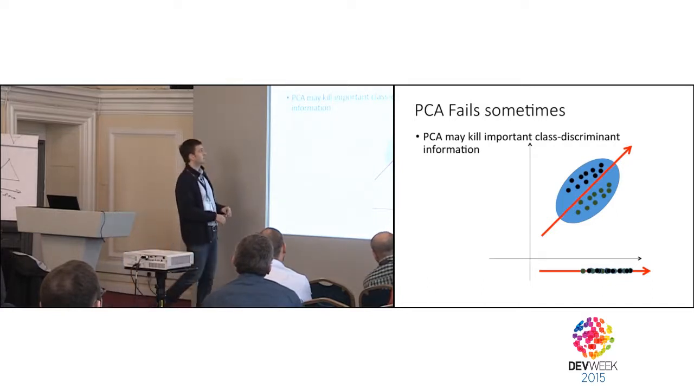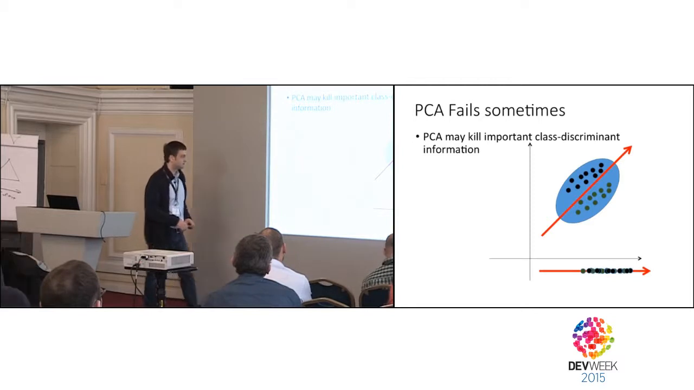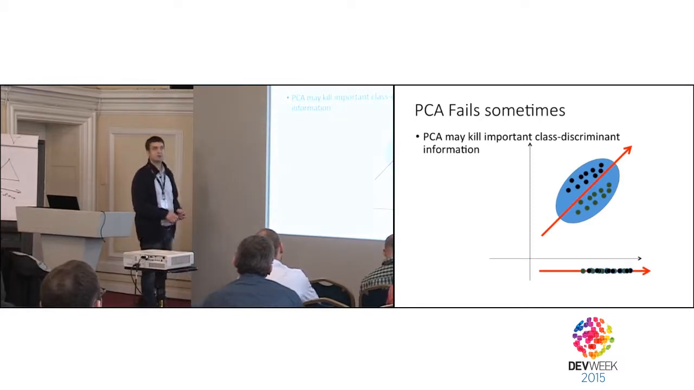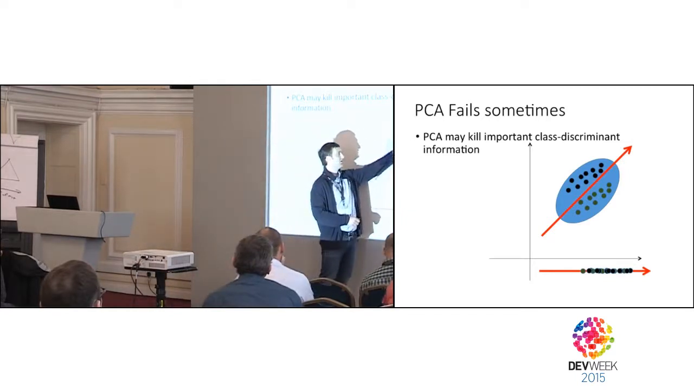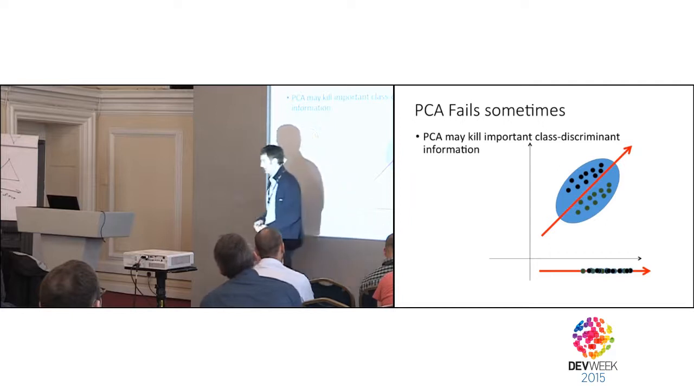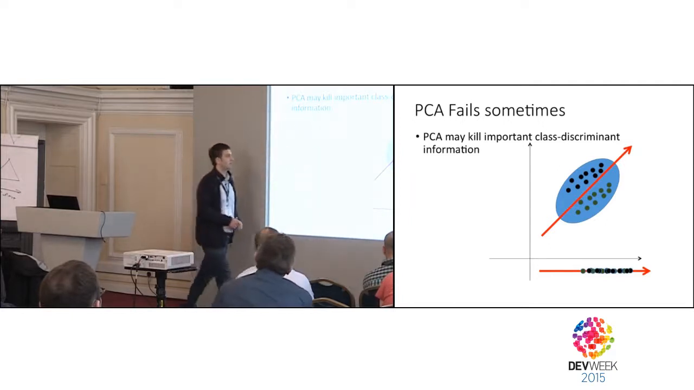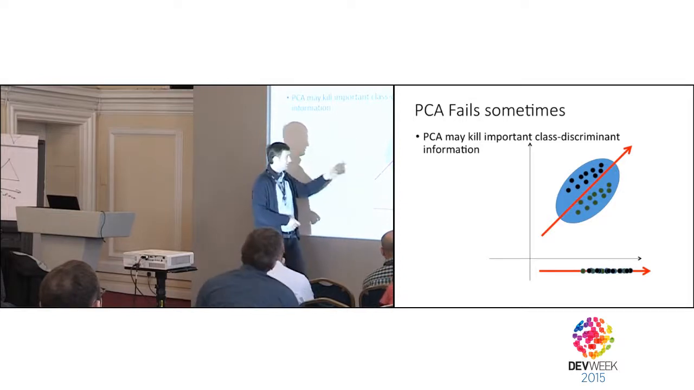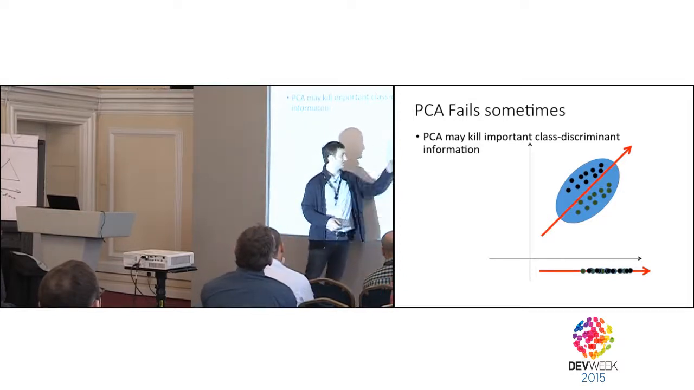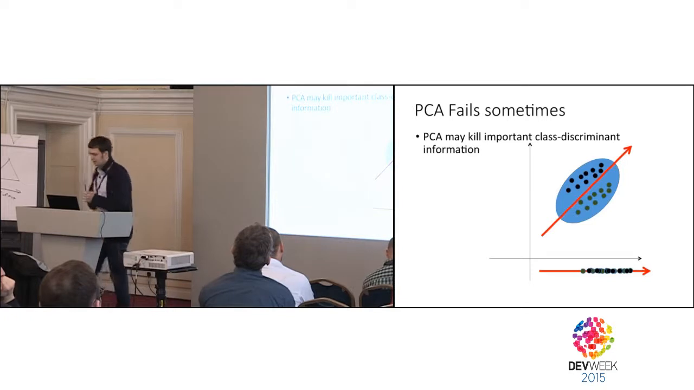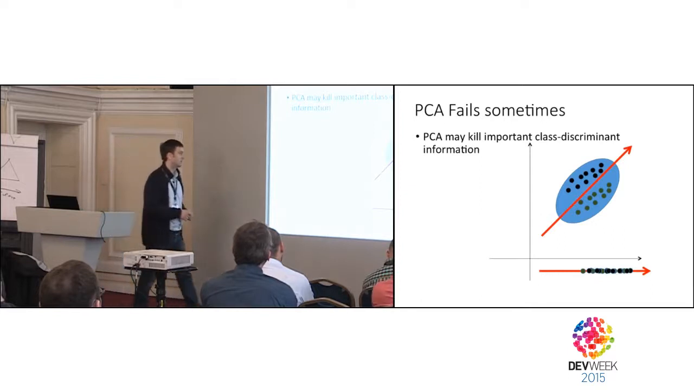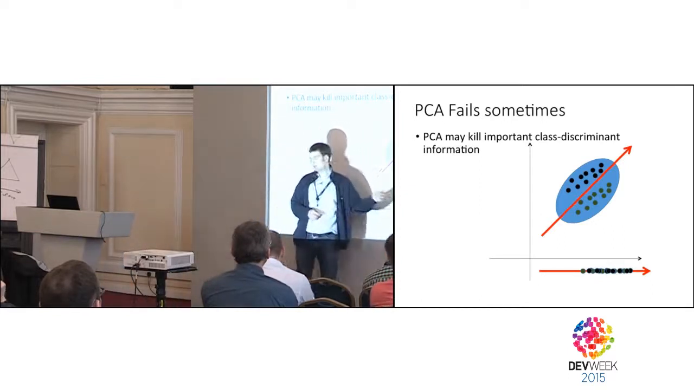The second issue with the linear approach is that sometimes it may kill important class discriminant information. For example, let's consider this data set where 2 classes are separated in the direction of small variability of data. So in our case, if we make PC analysis, all these examples will be projected on this major axis and will get messed. So in this downscaled feature space, we will not be able to differ examples of one class from another.